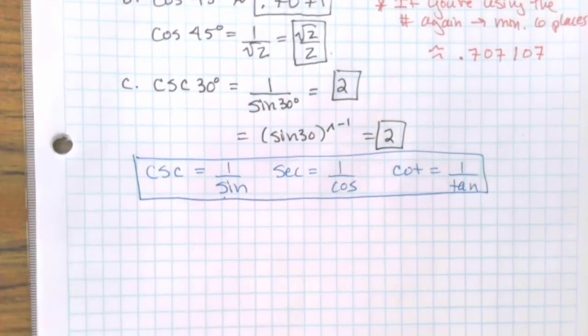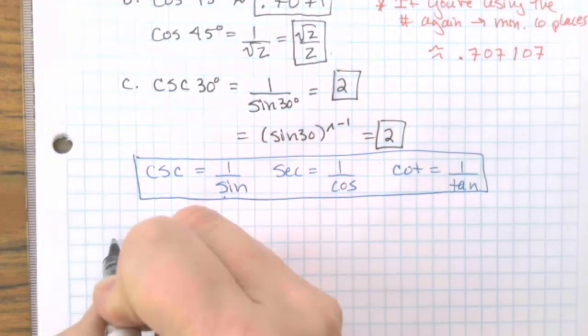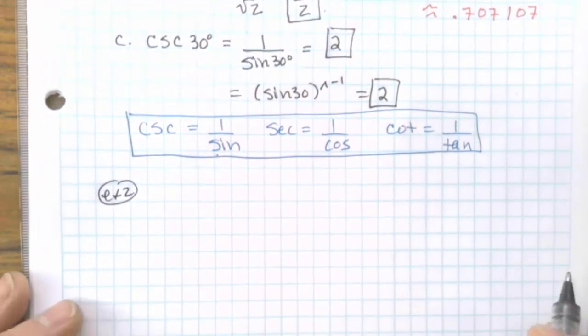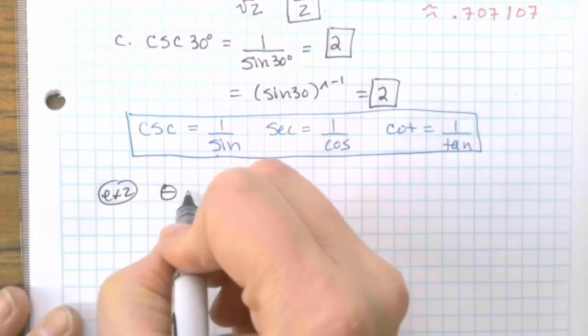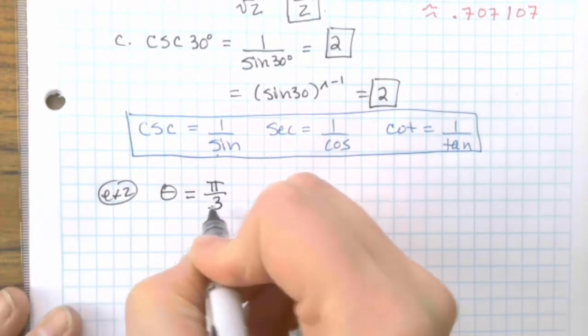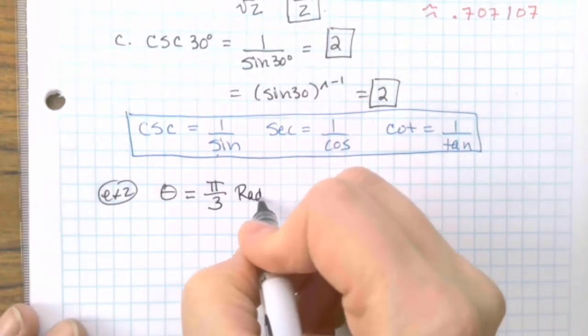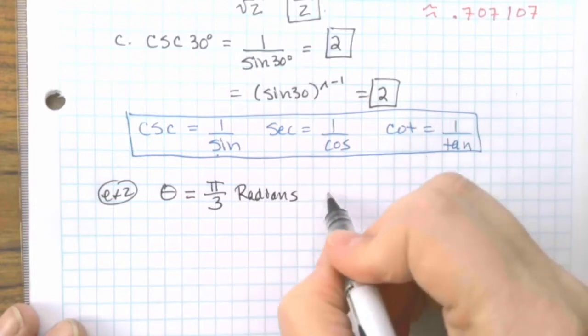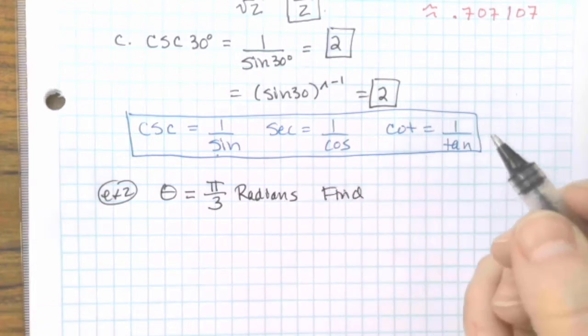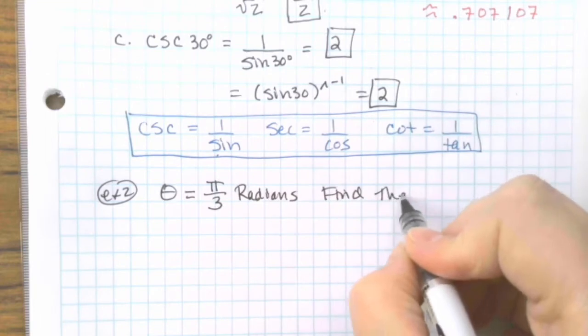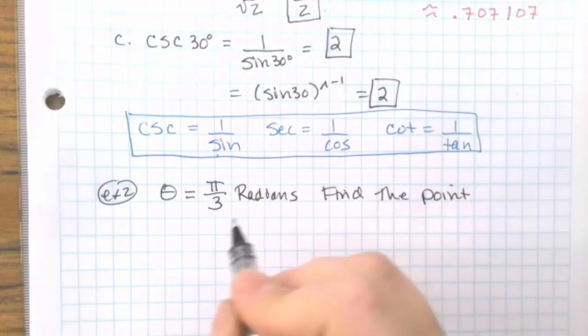Okay, so that's our first example, is how to use a calculator as well as doing things by hand, how to find the 3 that aren't on the face of the calculator. So we're going to go to example 2. Example 2 says, let's let theta equal pi over 3. Obviously, that's radians, even if they don't say it. You need to find the point that this corresponds to.